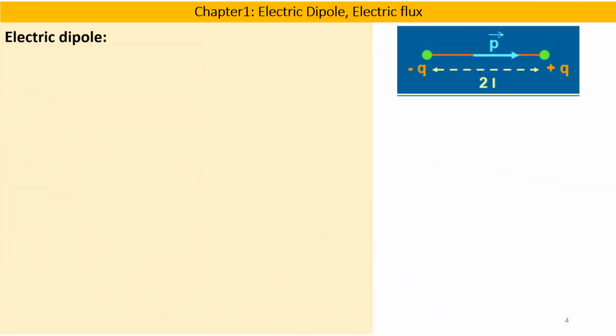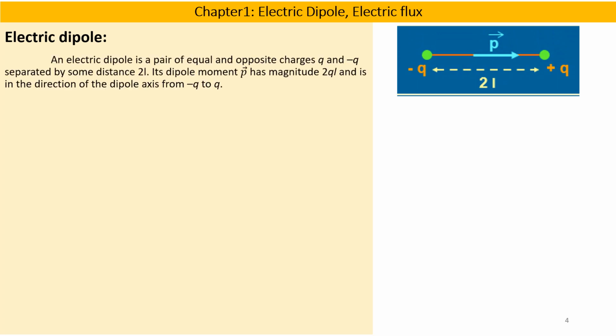Electric dipole. An electric dipole is a pair of equal and opposite charges plus q and minus q, as shown in the figure, separated by some distance 2l, which is also shown in the figure. Its dipole moment, vector P, has a magnitude P equal to 2 into q into L, and the direction of P is along the dipole axis, from minus q to plus q.